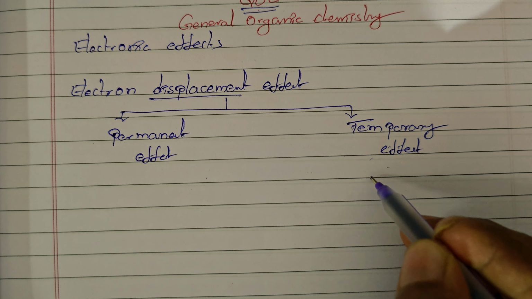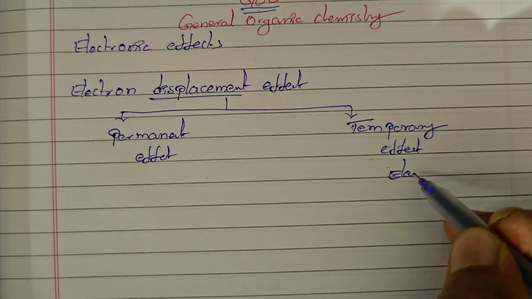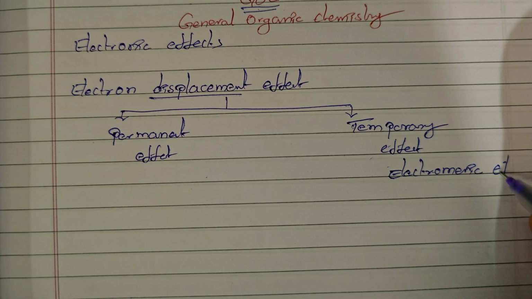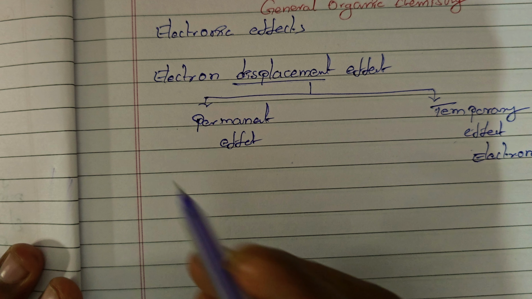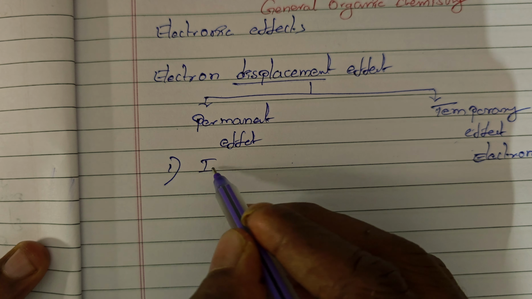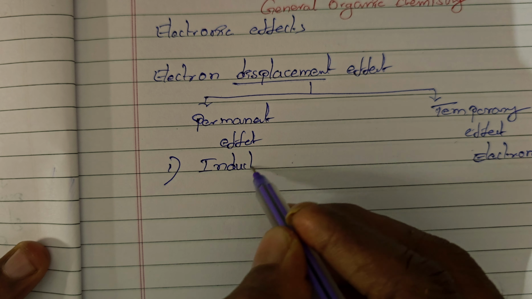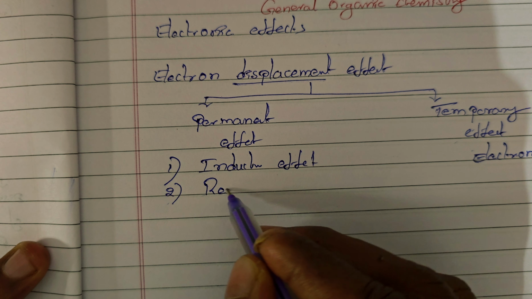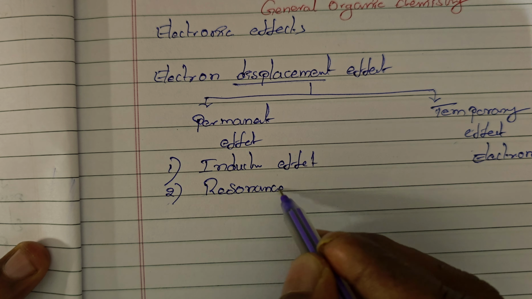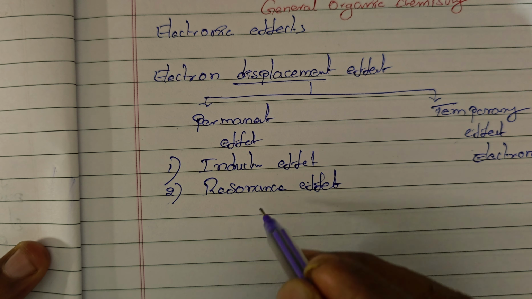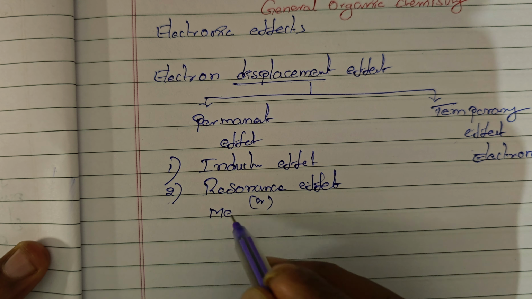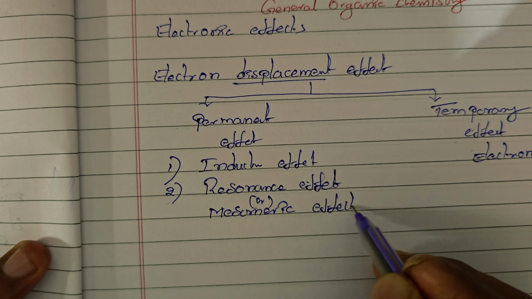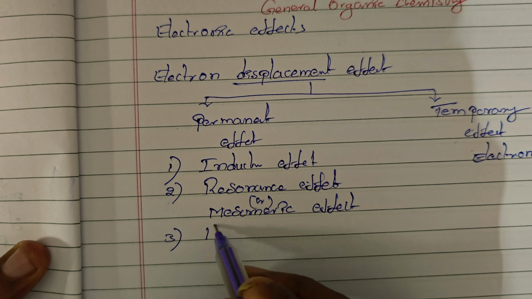In the temporary effect, the electromeric effect comes under temporary effect. In the permanent effect, the topics are inductive effect, resonance effect, and resonance effect's other name is mesomeric effect also, and another effect is hyperconjugation.